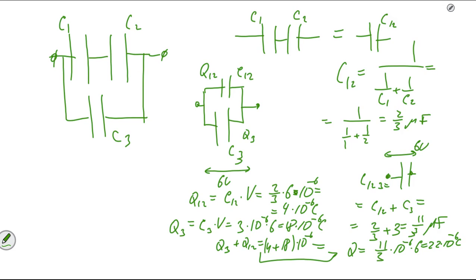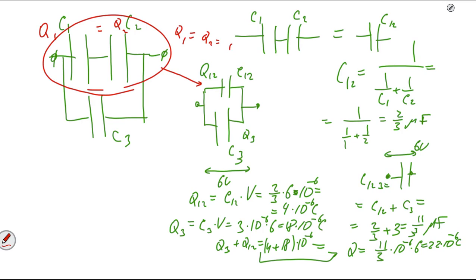And well, now these two capacitors have been replaced by this one. So Q1 should be equal to Q2 since they are in series, but also Q1 should be equal to Q12 because we replaced these two with that one. So we know these charges are 4 times 10 to the -6 coulombs.